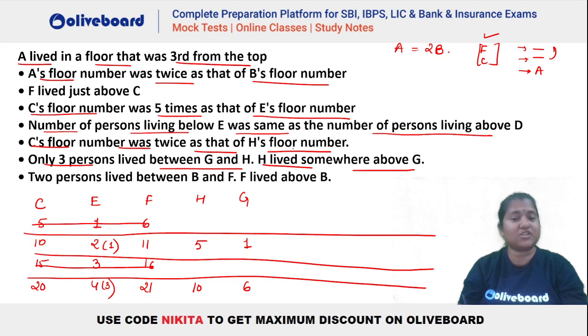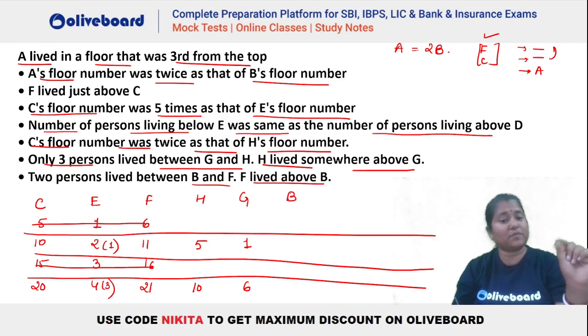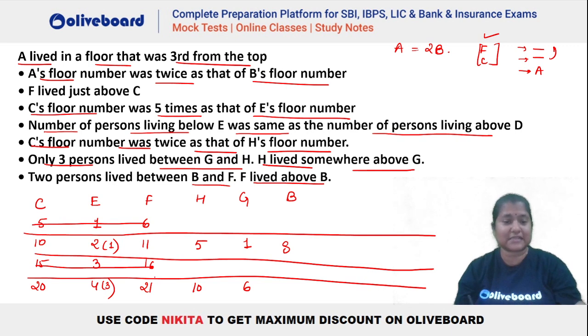C's floor number is twice of H, done. 3 persons between G and H, H has to be somewhere above G, done. Now 3 persons live between B and F such that F lives above B. So F has to be above B, and that means B has to be F minus 3. What is F in the first case? That is 11, so 11 minus 3 is 8. Similarly, here F is 21, so 21 minus 3 is equal to 18. So either of the two scenarios, B can be either 8 or 18.